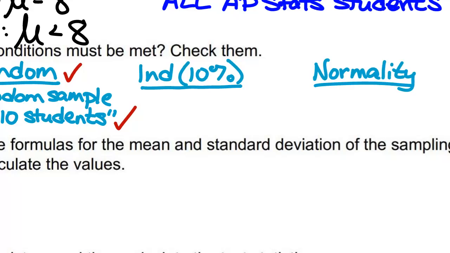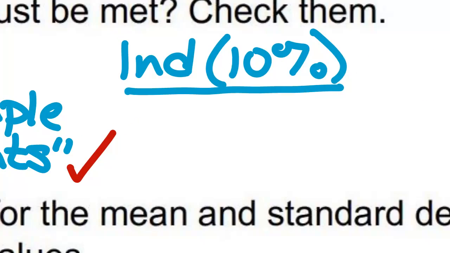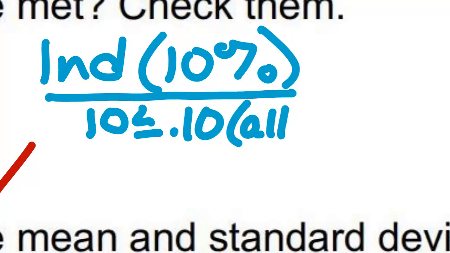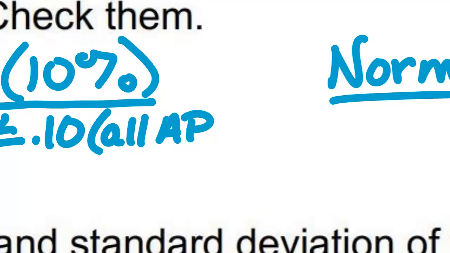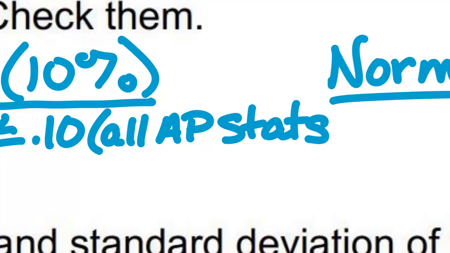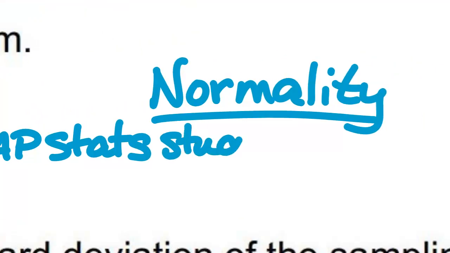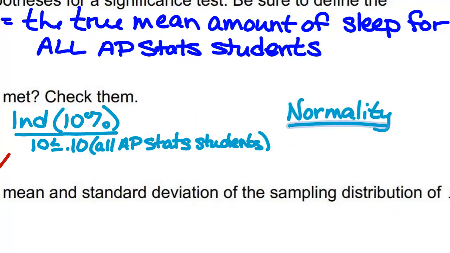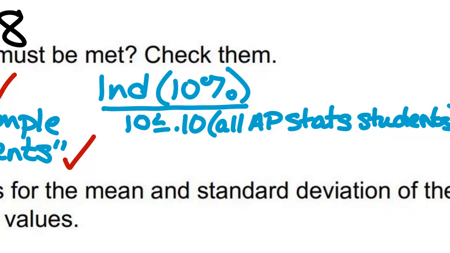Do we get independence? How do we check for independence here? 10 is less than or equal to 0.10 of all AP Stats students. So the assumption that we're making is that there are at least how many AP Stats students? At least 100.